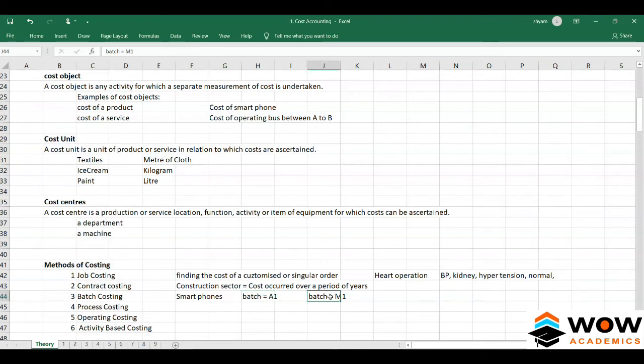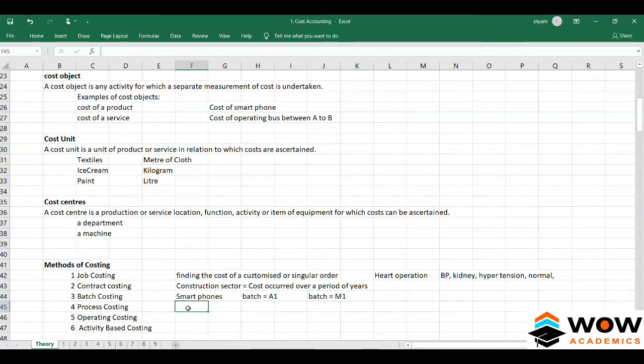Within this batch M1, you're going to have the same cost, but you cannot compare A1 and M1. The products within a batch are all the same, but between batches, it differs. The cost of producing A1 would be different, and the cost of producing M1 can be different. Even if you change one small element, like a 10 megapixel camera versus a 12 megapixel camera, that itself changes the cost of the product. So that's about batch costing.